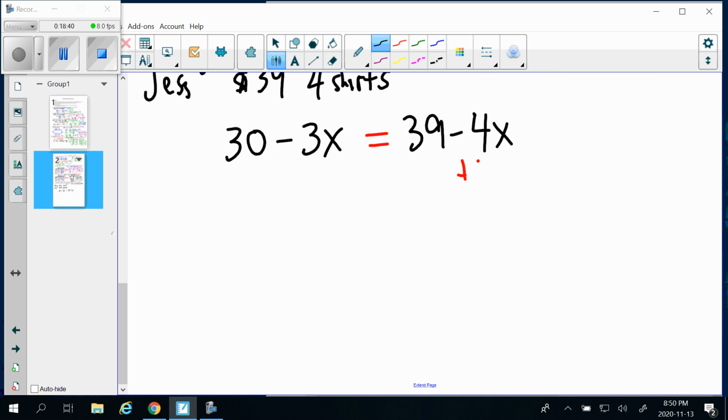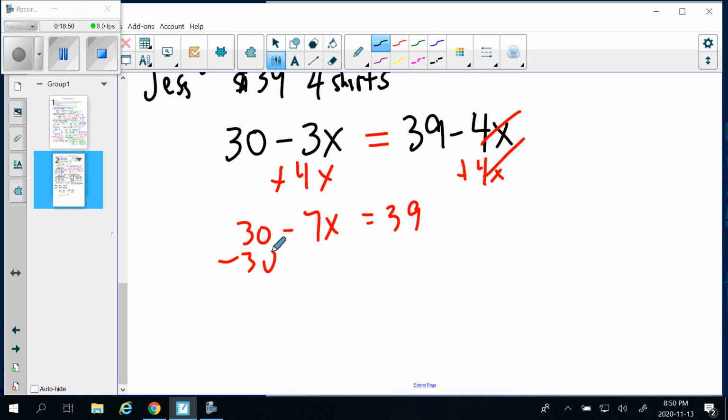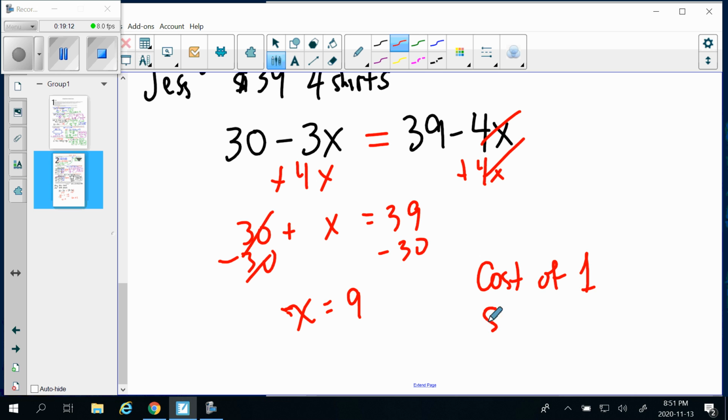So I'll plus 4x here. And that'll be 7x. 30 minus 7x is 39. So minus 30. And then negative, oh, that's not 7x. It's going to be positive 1x. Positive x. You don't have to write the 1. So then x is going to be 9. So the cost of 1 shirt is $9.